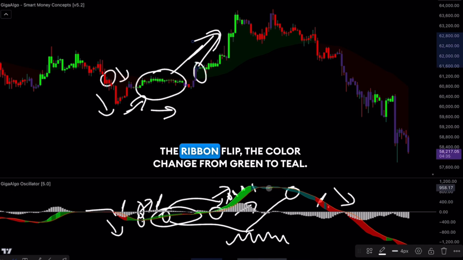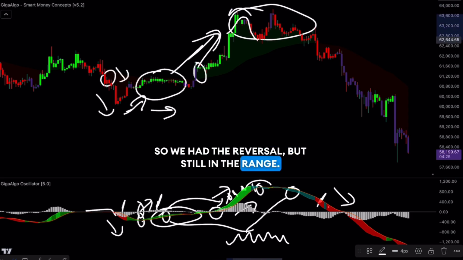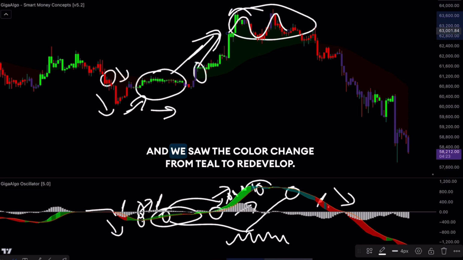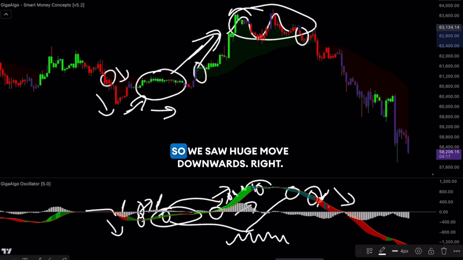Same here, the ribbon flip, the color changed from green to teal. So we had the reversal, but still in the range. And we saw the color change from teal to red here. So we saw a huge move downwards, right?